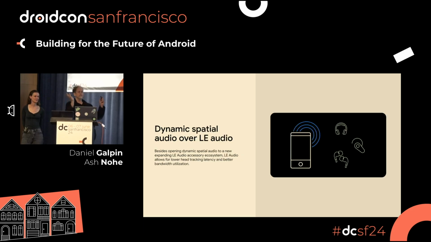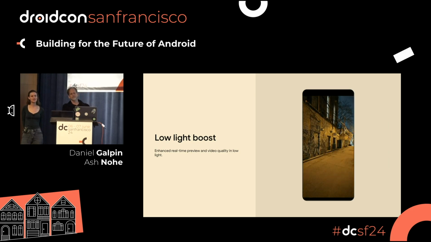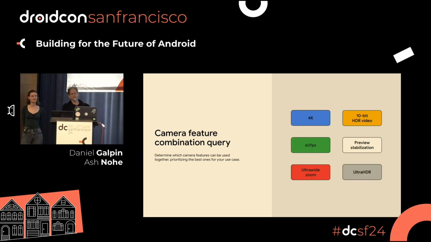We've added support for dynamic spatial audio over LE audio for improved latency and performance. On the camera side, low light boost enhances real-time preview and video quality. And Android 15 adds support to query which camera features can be used together so that you can select the best set for your use case.